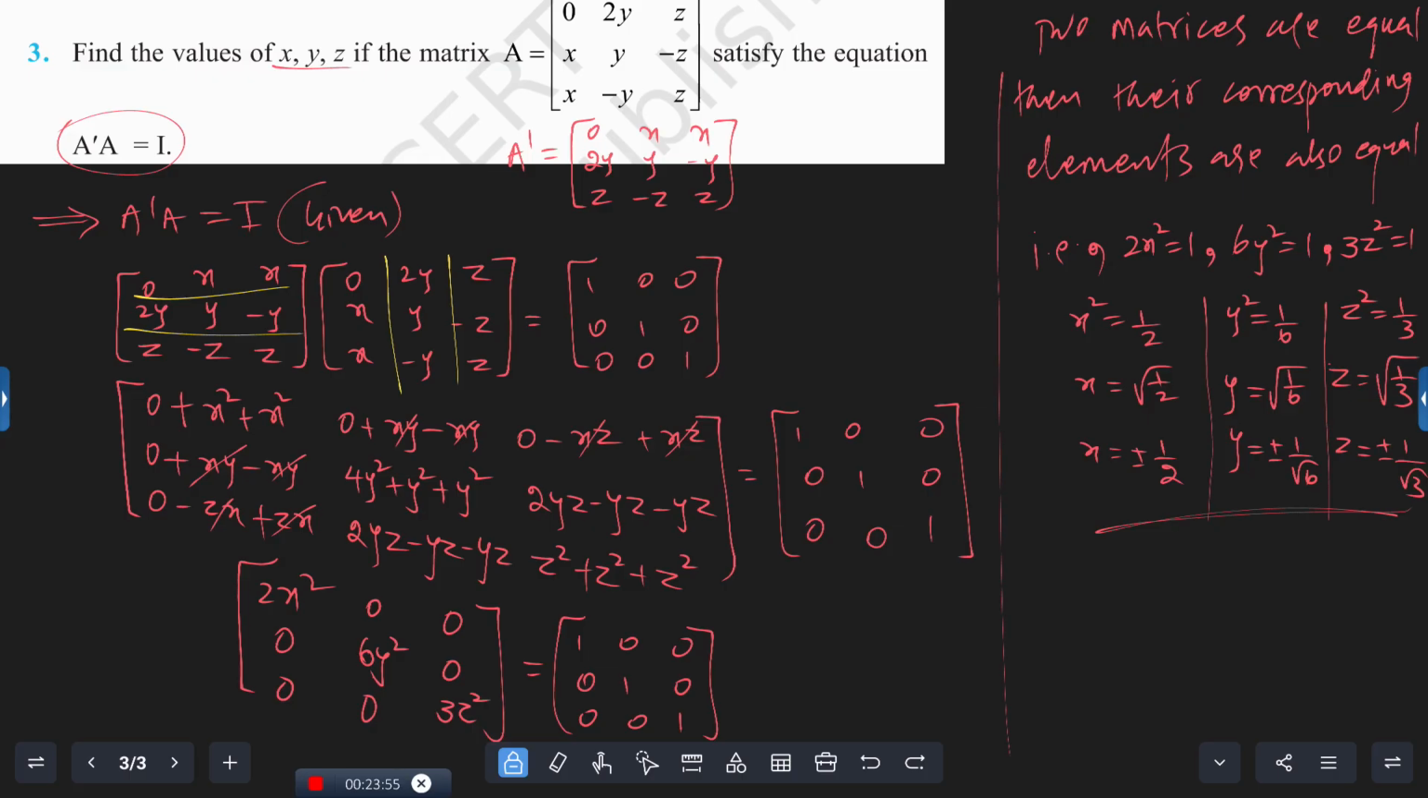Children, are you checking the book bag answer? Kindly check the book bag answer also. 1 by root 2. See, here root 2 value. Okay, very good. Right, fast. We'll go to the next question.